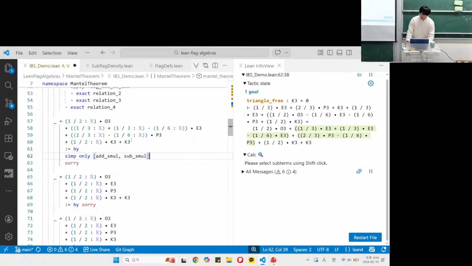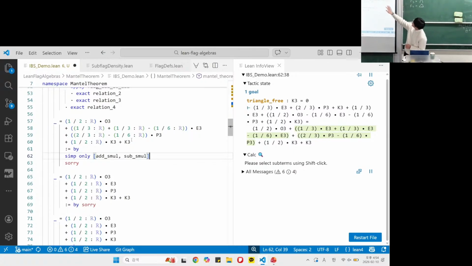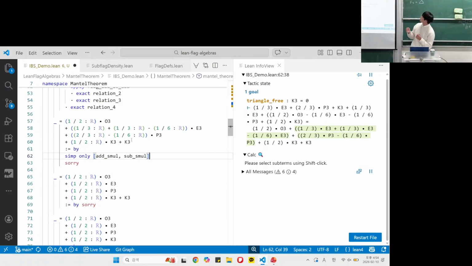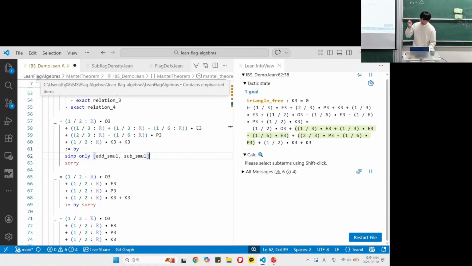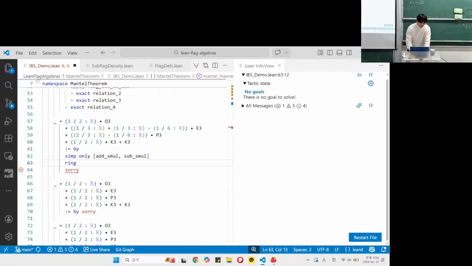And then when we check the left hand side and right hand side, there is just something different in the order of addition and the order of association. So all of these are proved by the axioms of a ring. There is a tactic called ring, which automatically solves goals that follow from the ring axioms.